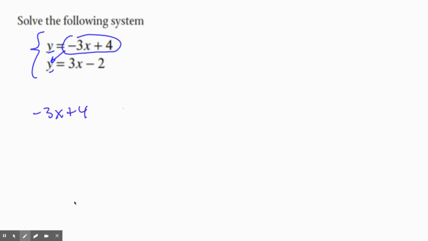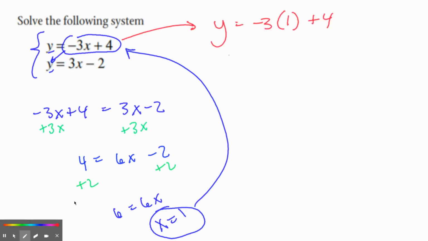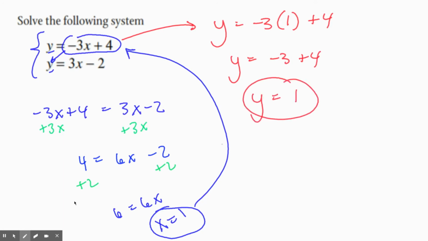-3x plus 4, which is that first y, is equal to the second y, which is 3x minus 2. We add 3x to both sides, add 2 to both sides, divide by 6, you get x is equal to 1. And now you can substitute it back into either of these equations. I'll use the top one. And now I can just solve for y. -3 plus 4, y is going to be equal to 1. Your final answer is going to be 1, 1.